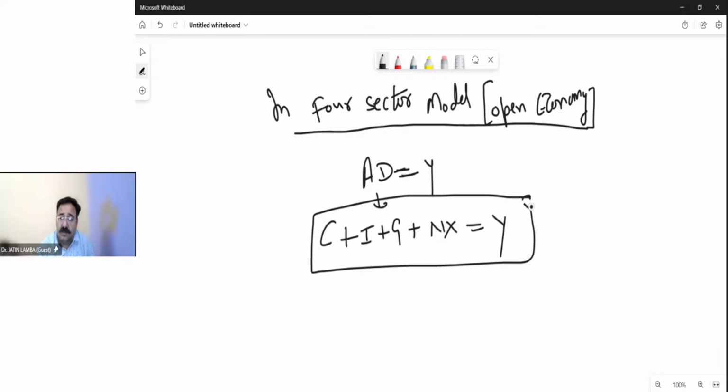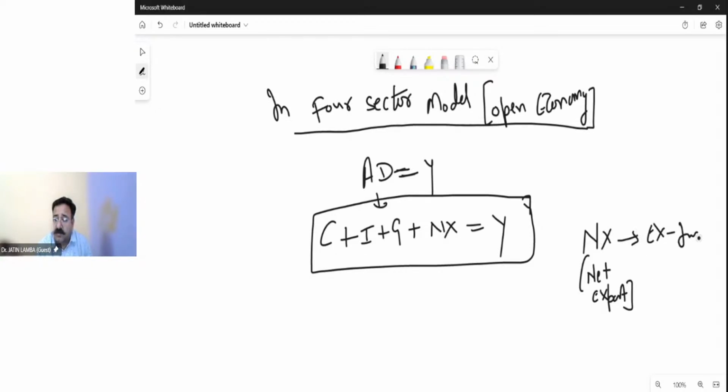right? Now see, here NX stands for net export. And how the net export is derived, we have learned in the last chapter, last unit. Net export is export minus import. You can write EX, IM in short: EX export, IM import. Export minus import, that is net export, right? The rest of the things will be the same, beta. There will be no change in the others.